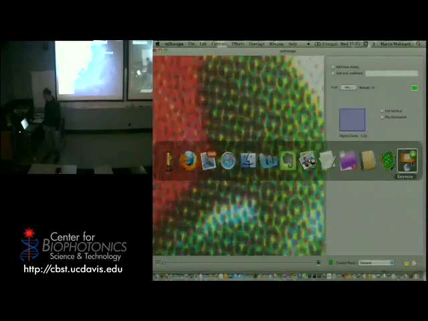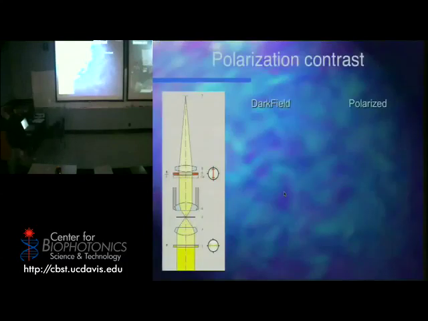Okay? So, what are some other ways that I get contrast? I can get contrast through something called polarization. So here's your basic microscopy setup. I have light coming through. I have my condenser. I have my specimen. I have my objective. And I have my eyepiece. Well, what I can do in here is I can stick in 2 polarizing filters.